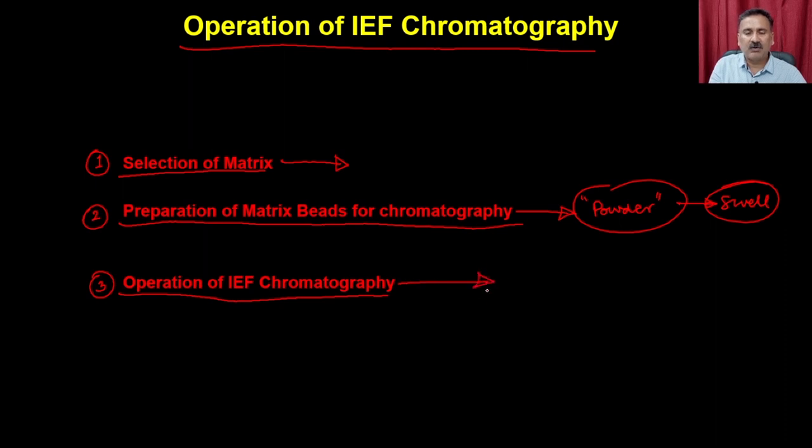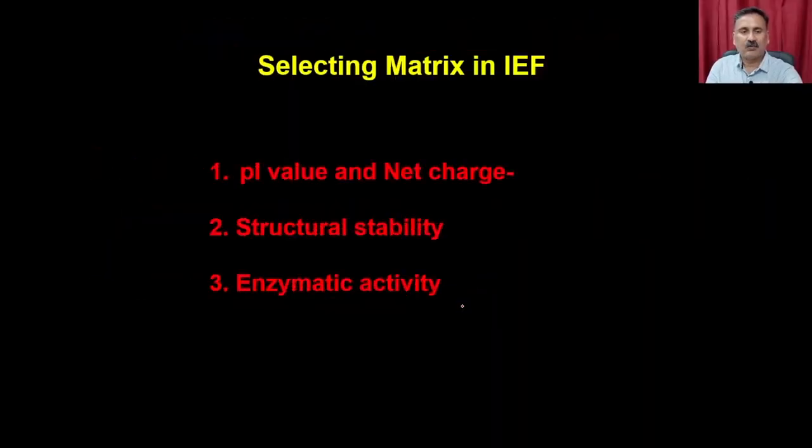But the operation of ion exchange chromatography is also a multiple step process, because how you select the matrix, how you prepare the matrix, and how you operate the ion exchange chromatography depends on multiple factors. So let's see how you can select the matrix. When you select the matrix, what are the different points you always have to keep in mind? First, you consider the pI value and the net charge on the protein.